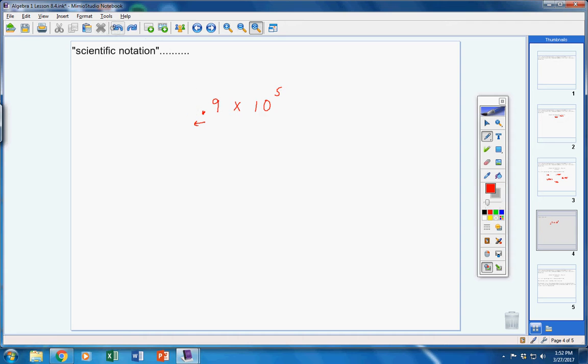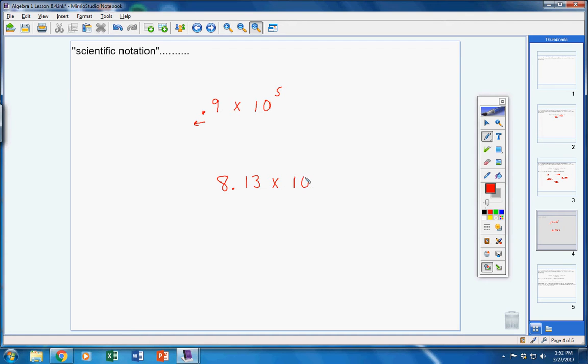So, is there a digit to the left of the decimal point here? Is there a number right here? No, there's not. Is there? No. So this is not scientific notation. Would this be scientific notation? I'm using the number 2. Let's change something else. Let's say 8.13.